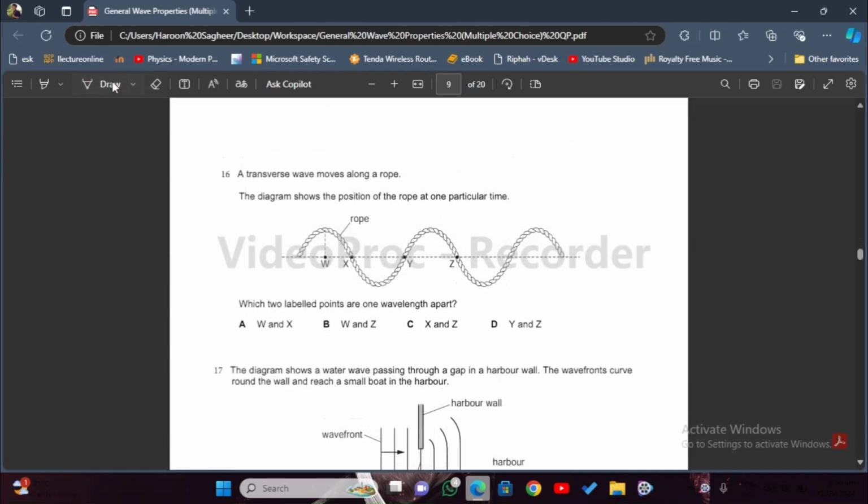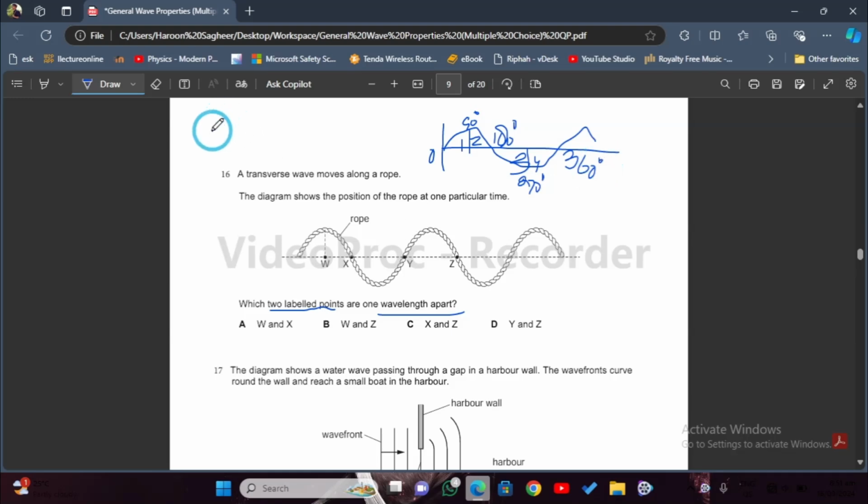Right, students, in question number 16, there is a transverse wave that is moving along a rope. The diagram shows the position of the rope at one particular time. Now we need to label 2 points which are 1 wavelength apart. Now if you remember, for a transverse wave, we can basically divide it into 4 parts. For example, this is the first part, this is second, this is third, and this is fourth. It's like from 0 to 90 degrees, then 90 to 180, 180 to 270, and 270 to 360 degrees, right? So there are 4 parts in it. It's like the 4 quadrants of a circle.